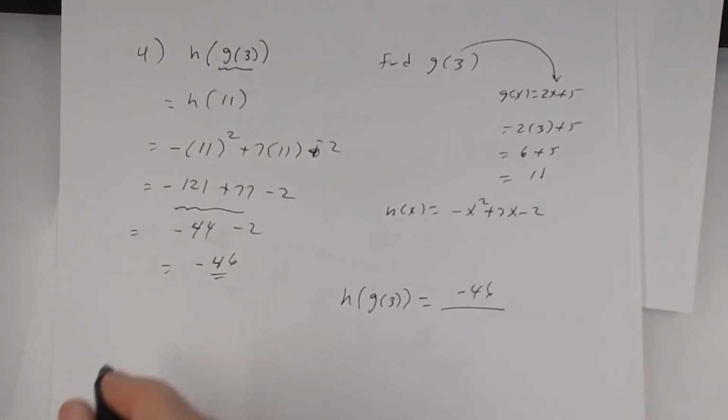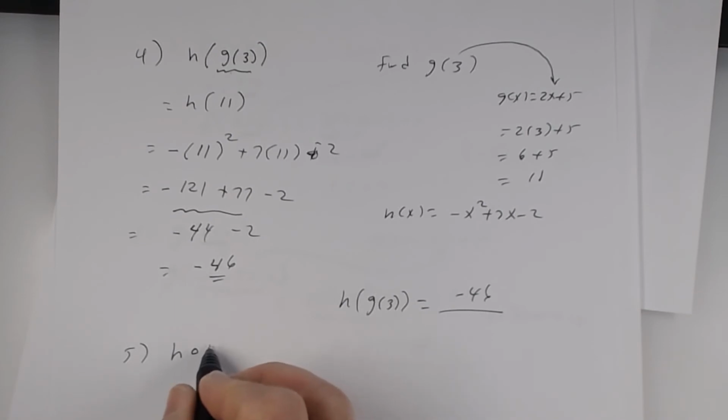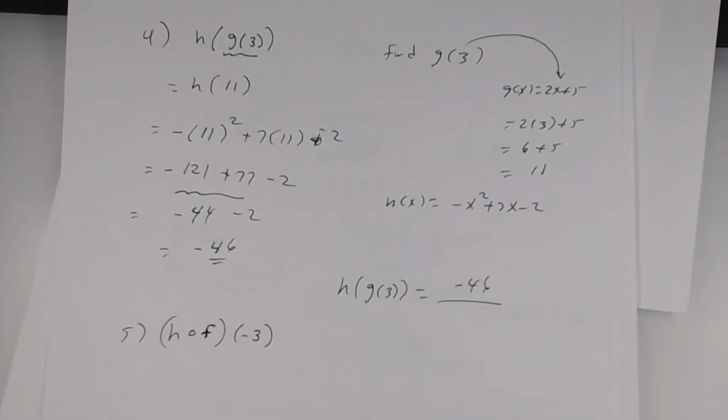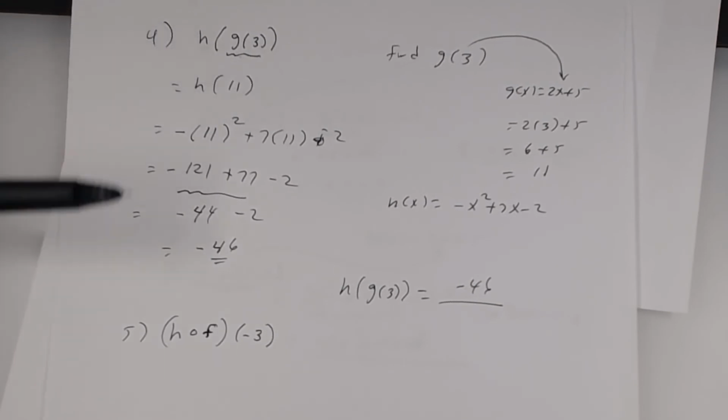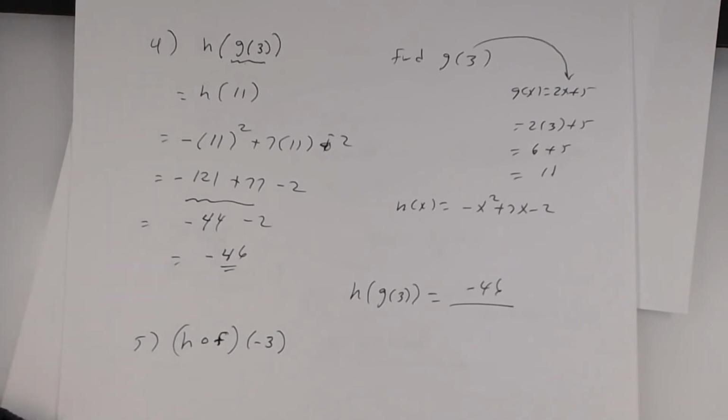All right. Now, what if I had number 5? What if I had, let's say, h composed with f at negative 3 this time. Now, I want you to see the relation between 4 and 5. You're going to see that 4 is the same thing as 5. It's not the same number and the same functions, but it's the same idea.